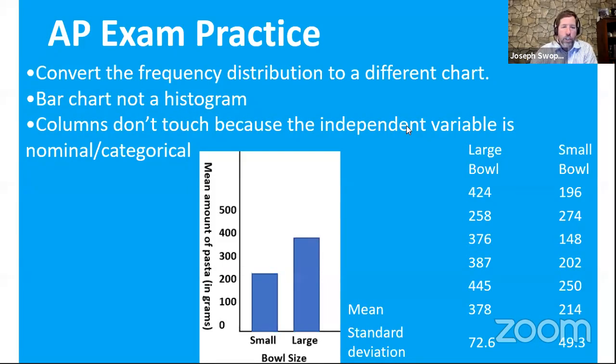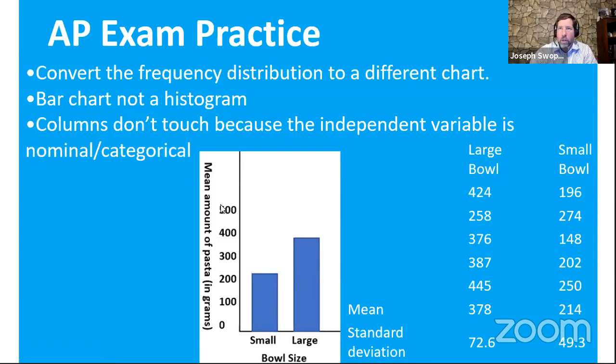I picked this question, not because I think people like to draw, but because it forces you to think a little bit. It forces you to go back and say, okay, what is the independent variable? What type of independent variable is it? And how is it being measured? What is the dependent variable? So we chose a bar chart, and I hope you came up with a bar chart and not a histogram.